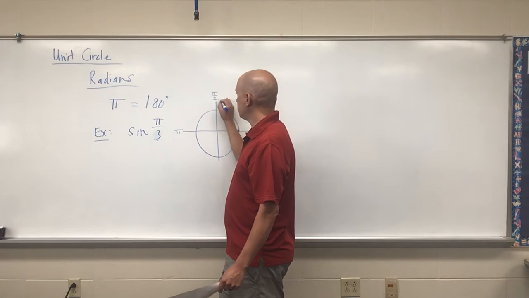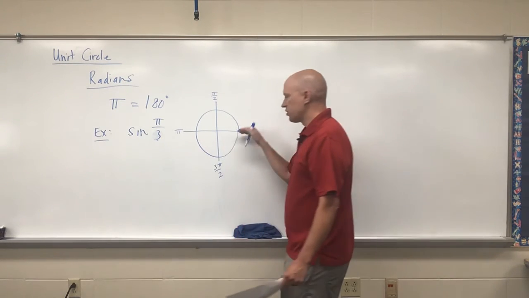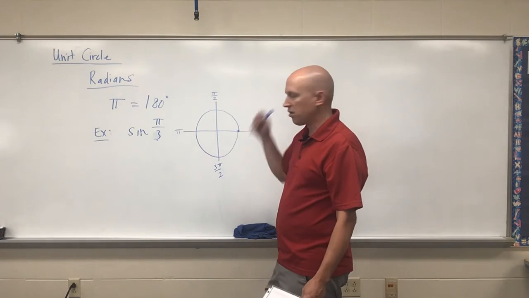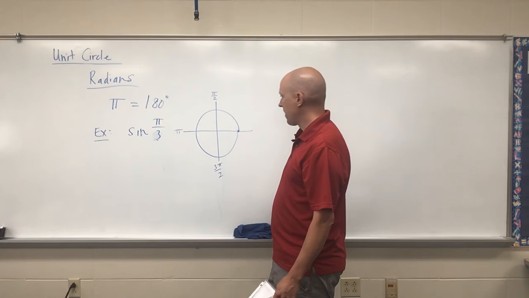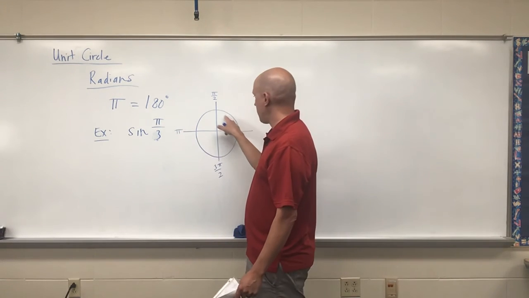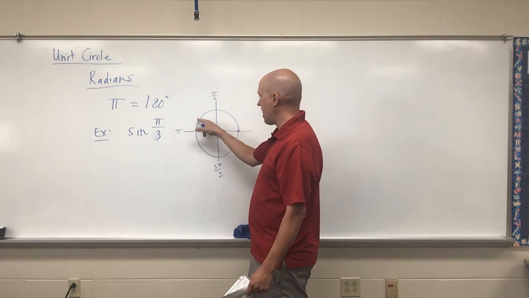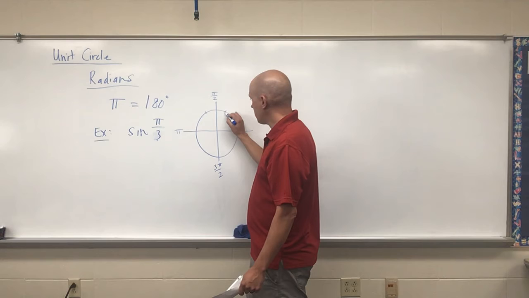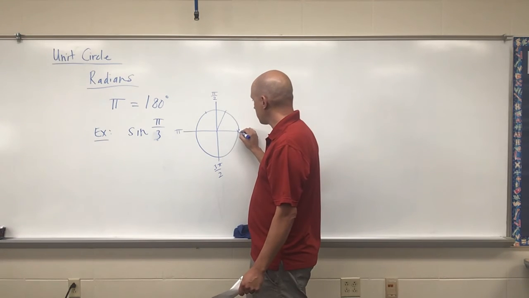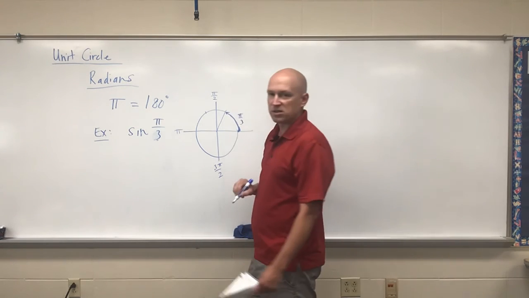This is pi over 2. This is going to be 3 pi over 2. And then if you go around 2 pi, you're all the way around, or 0 is going to start at this x-axis here. So I'm going to go pi over 3. If I separated pi into thirds, it looks like I'd be right here. So this is going to be my triangle. Now this distance, the pi over 3, is out here.